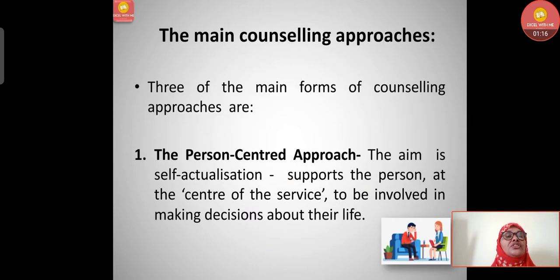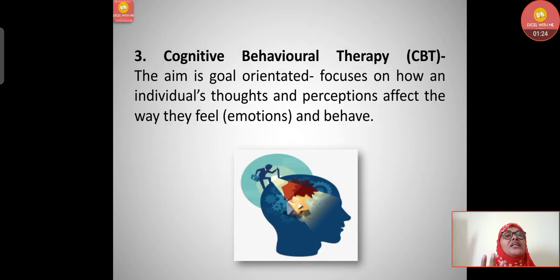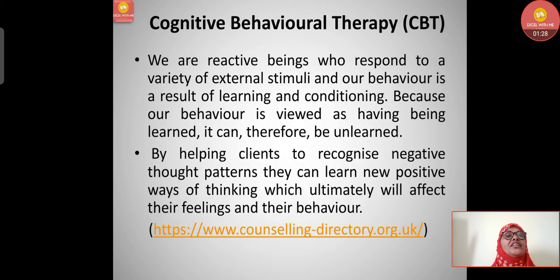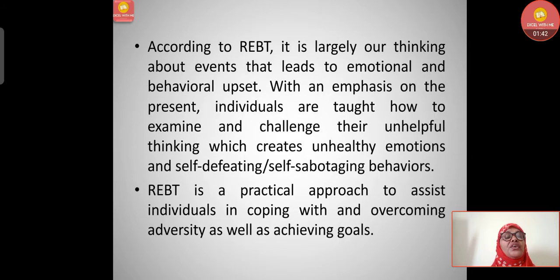Then the main counseling approaches we have understood, that is first the person-centered approach, second the psychodynamic approach, third cognitive behavioral therapy, under which we have understood clearly what is cognitive behavioral therapy given by Albert Ellis, and also he pioneered the theory, the REBT, that is rational emotive behavior theory.